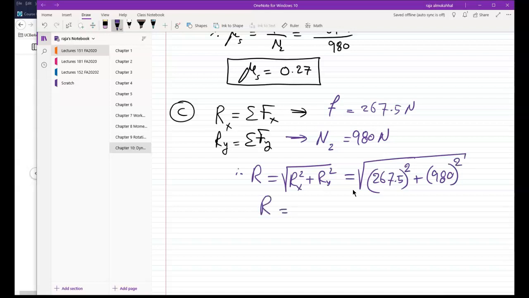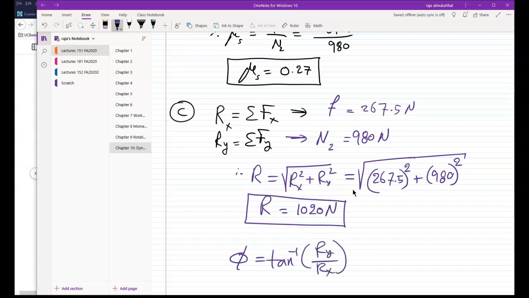And then when we calculate that, I need to calculate that, 267 squared plus 980 squared under the root. Answer, I got 1020 Newton. There we go. That's the resultant vector. Okay? And then what is the direction of that thing? If you remember, tan inverse what? R sub y over R sub x. That's just a rule.